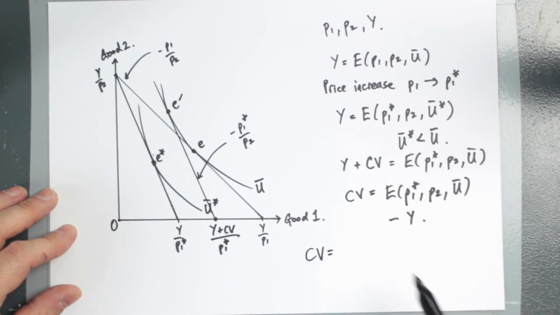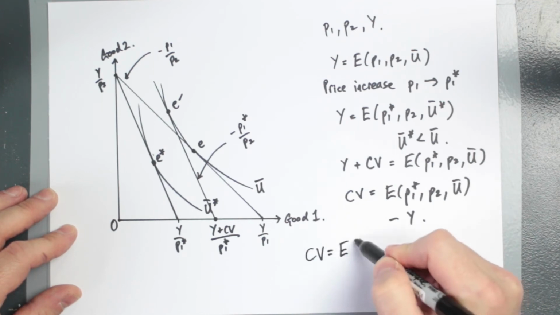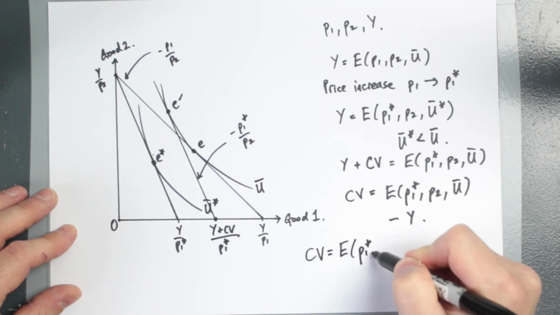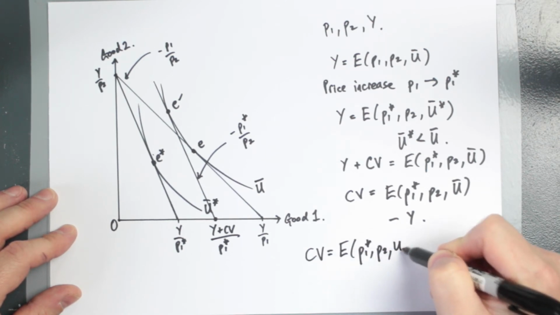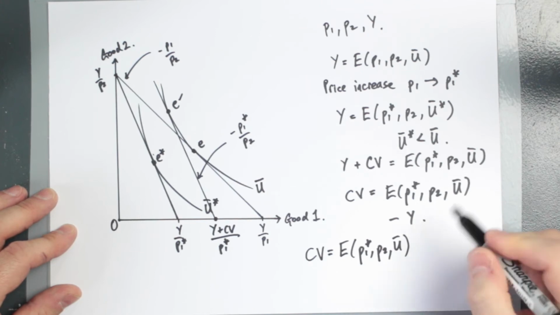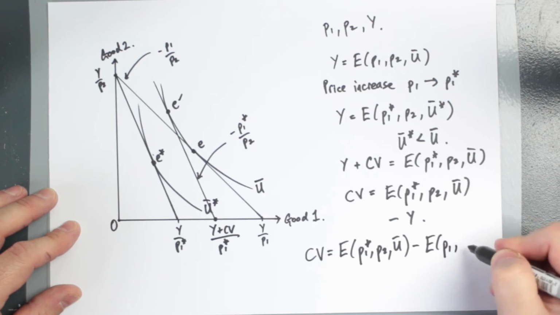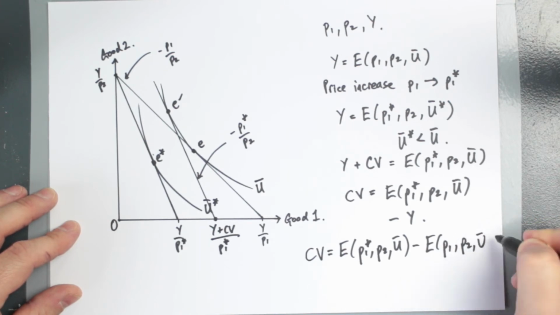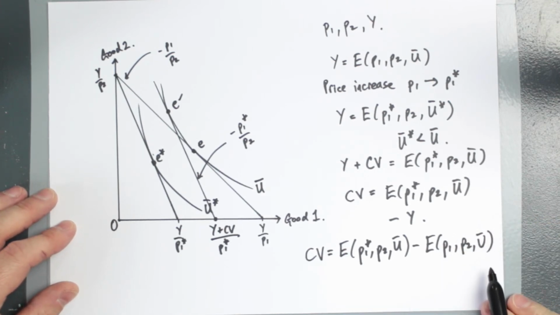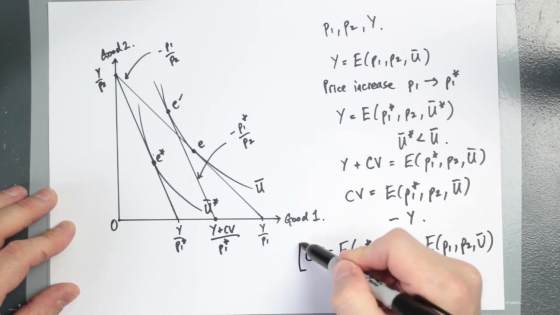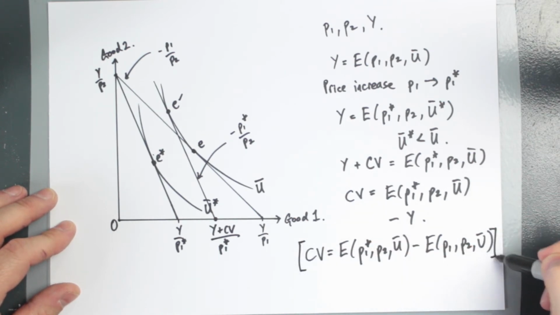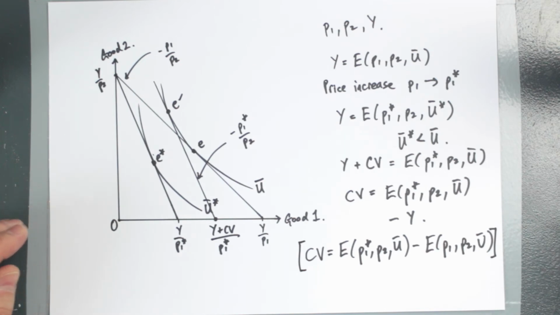So I could write the compensating variation as the difference between the minimum expenditure at the new prices to achieve the initial level of utility minus the minimum expenditure required at the original prices in order to achieve that initial level of utility. So this is the expression that we will use going forward when we talk about compensating variation, the amount of money it takes after the price change in order to restore a consumer's utility.